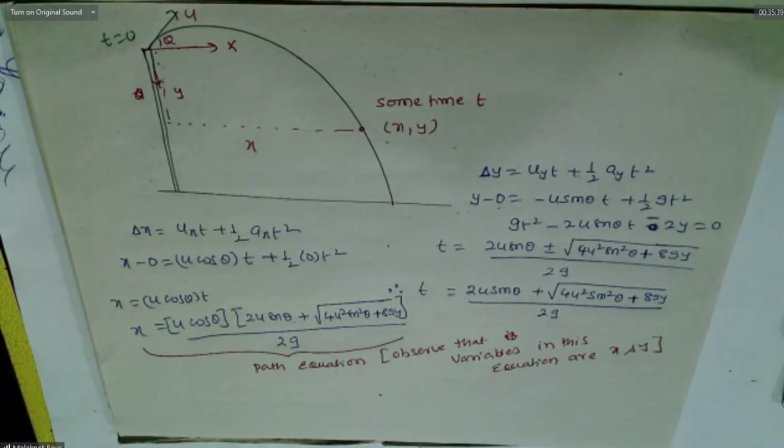Sir, instead of writing x is equal to that so long, we can write u cos theta into u sin theta plus under root of u square sin square theta plus 2g h, divided by g. We can cancel that 2, sir, by taking 2 common. You can cancel, man. Yes, sir.